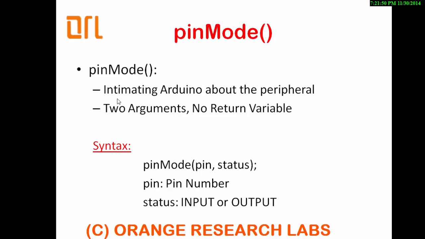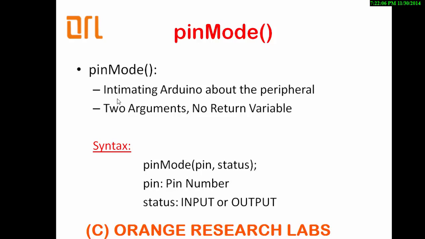It is 6. A0 to A5, 0 to 5 is nothing but 6. Digital pins, how many pins will you have? 14. They are named 0 to 13. Okay, yes. Coming to pinMode, the entire Arduino program is based on embedded C++.